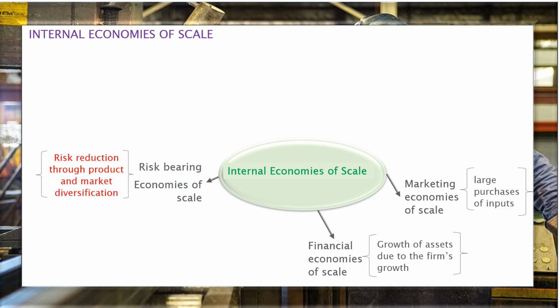Risk-bearing economies. We are talking about risk reduction through product and market diversification. We know companies can reduce risks involved in a market through diversification of products or their markets. Diversification of markets or products can be done so that failure, for example, of one product is offset by the success of another product, or a failure of that product in one part of a market may be offset by the success of the same product but in another market.